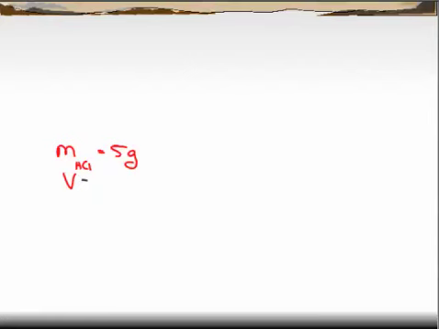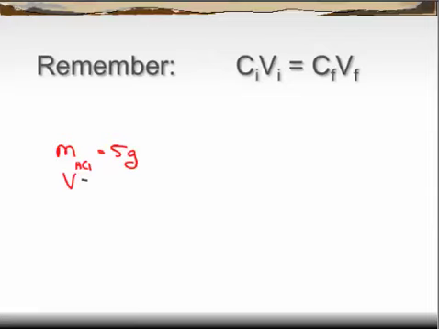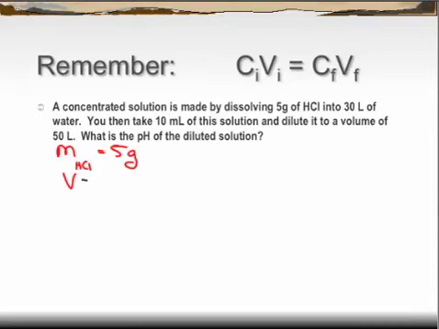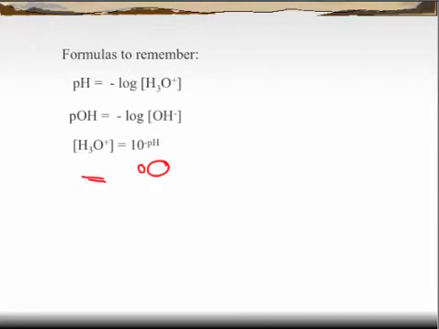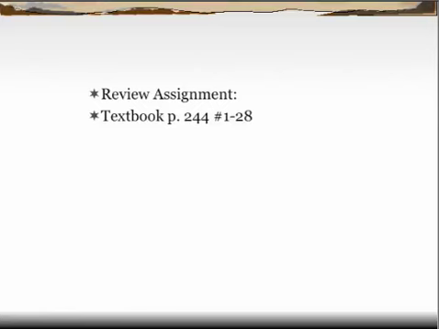Alright? So we need to remember that C1V1 equals C2V2, concentration final and volume final. Okay? And here are some examples that you should have. And we have some formulas to remember. Be sure that you are looking at the fact that these are negative, and we've got OH and pOH, okay? And you've got a review assignment there in your textbook as well if you need any additional questions.